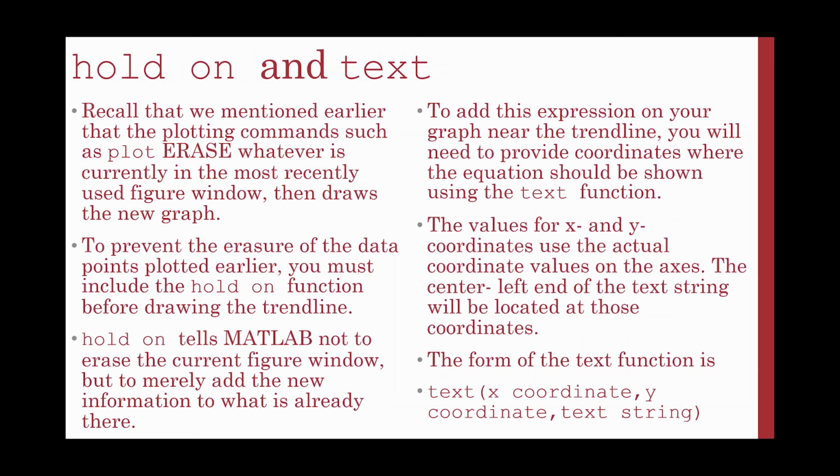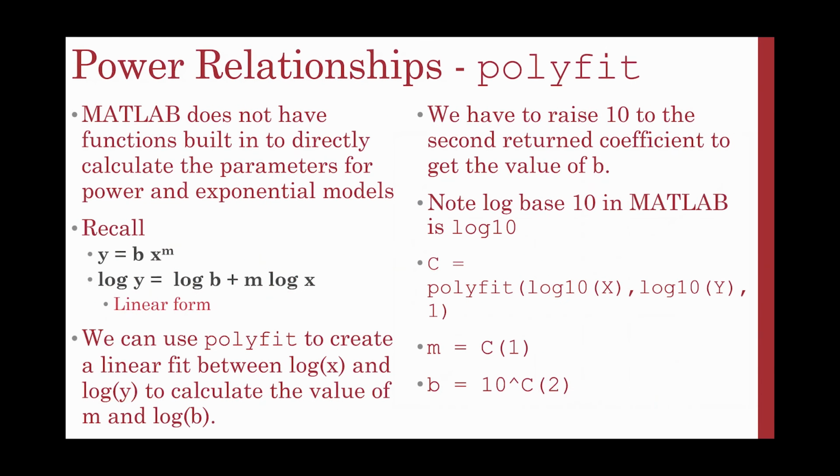Hold on tells MATLAB, do not erase the current figure window, but merely add new information to what is already there. So to add the expression for our trend line on your graph, you need to provide coordinates where the equation should be shown using the text function. The values for the x and y coordinates use the actual coordinate values on your axes. So the left center end of the text string will be located at these coordinates. The text function is text, x coordinate, y coordinate, text string. So that's how it works for linear relationships.